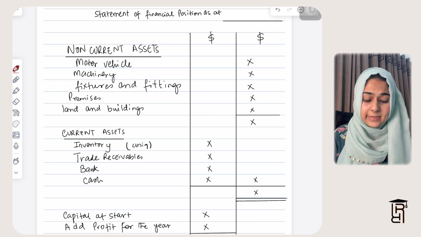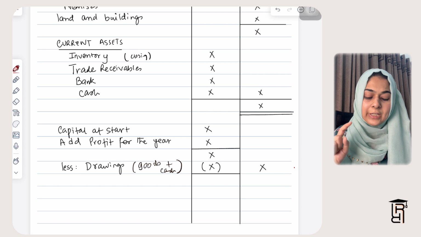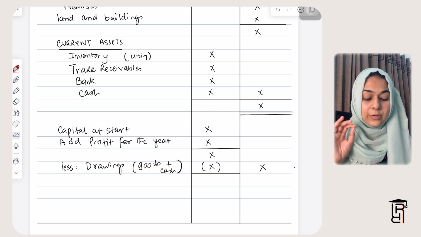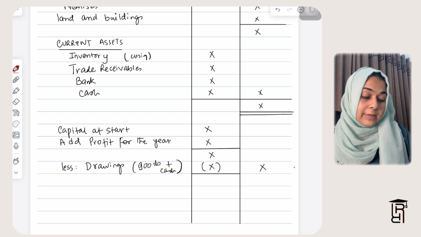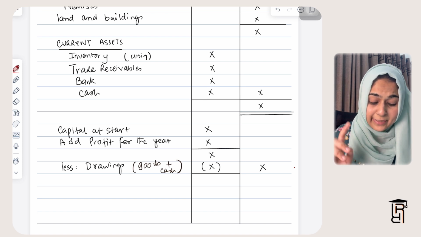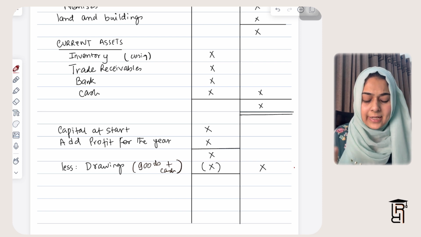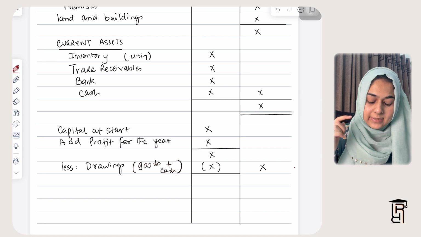Then we list all the current assets. Inventory: we need to write closing inventory over here, because the statement of financial position is always made on the last date of the financial year. Let's say my year is ending on 31st December 2024. The statement will be made on that last date, 31st December 2024. Then we'll have current assets, and closing inventory is the last date inventory.